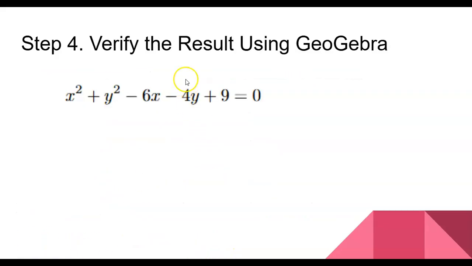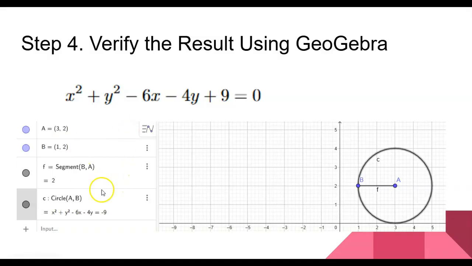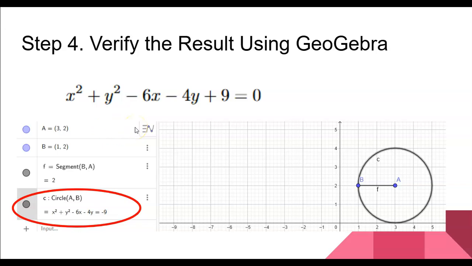Lastly, let us verify the result using GeoGebra. Examine the equation of the circle displayed in the algebra pane. Compare it with the general form of the equation we derived manually. So we have x squared, we have positive y squared, we have negative 6x, negative 4y. And then we have positive 9 equal to 0 here, and in algebra we have equals negative 9.